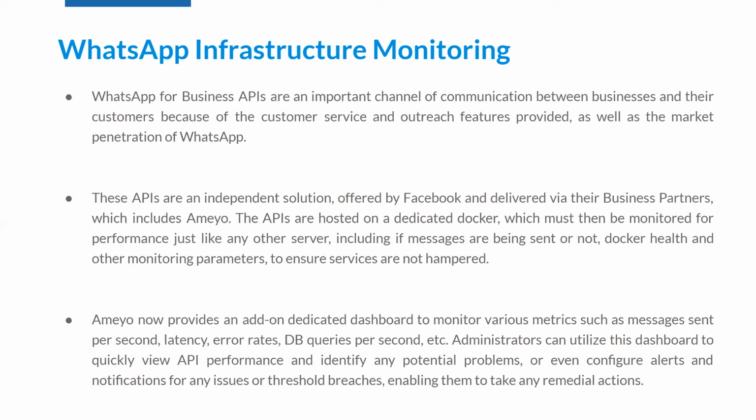Now, with WhatsApp infrastructure monitoring, you will be able to monitor in real time things like the latency, the error rates, how many messages are being sent out each second, or how many DB queries are running each second. This ensures that you can understand how your infrastructure is functioning and whether you need to upgrade it, or if some issues actually happen.